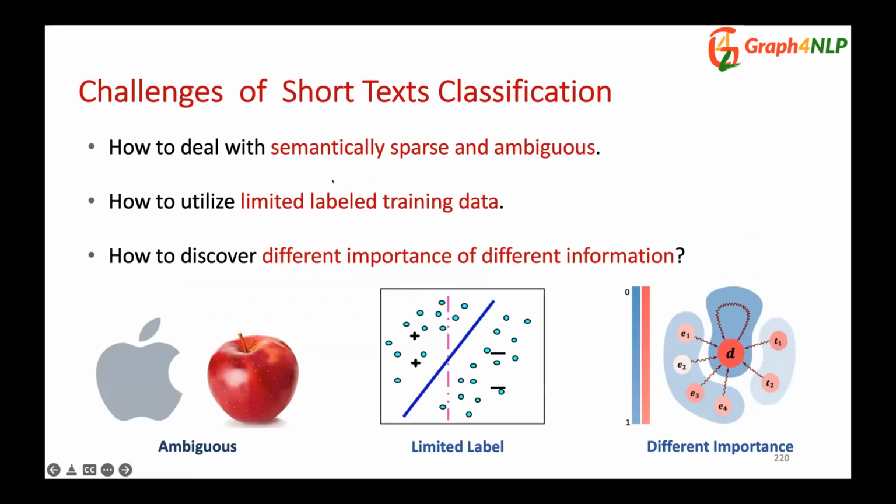For short text classification, we have several key challenges. The first is how to deal with semantic sparsity and ambiguity, because the text is short and you don't have enough content to describe the semantic information. The second is how to utilize limited labeled training data, because you may have a large number of unlabeled short texts and only a small amount of them have labels. The third is how to discover the different importance of different information. If you augment the short text with different information, how can you balance their importance to get a better representation of the short text?